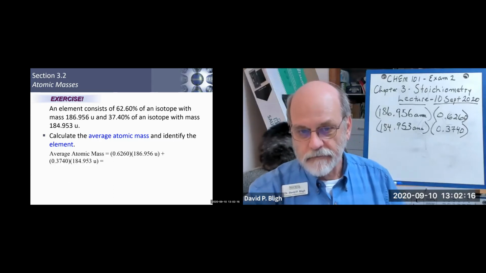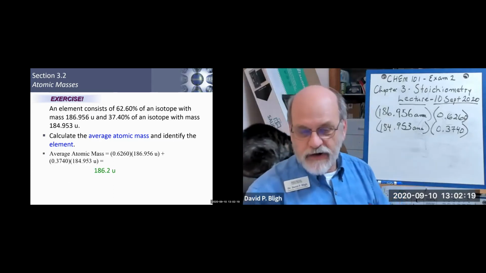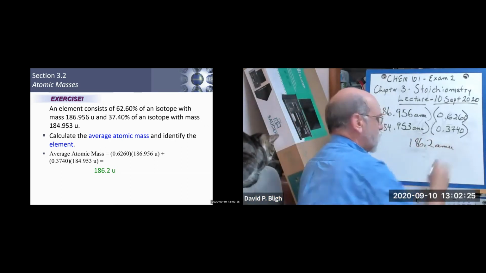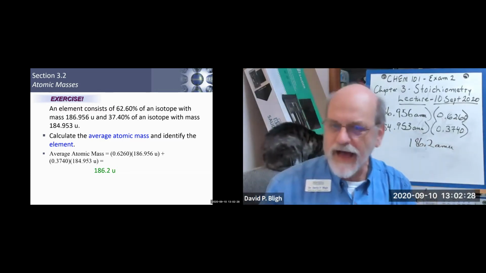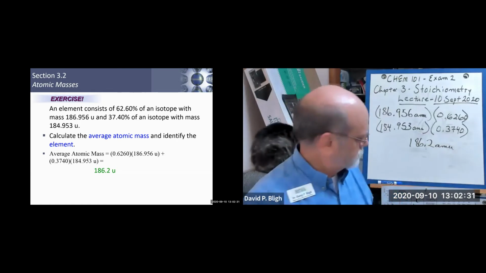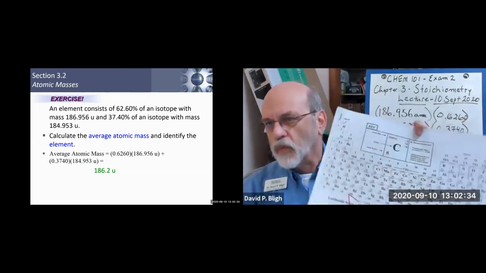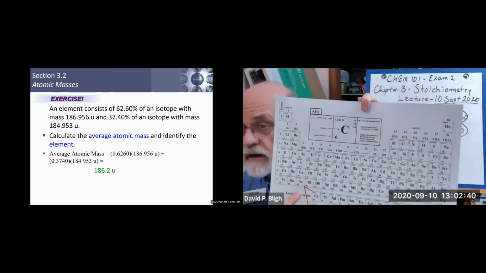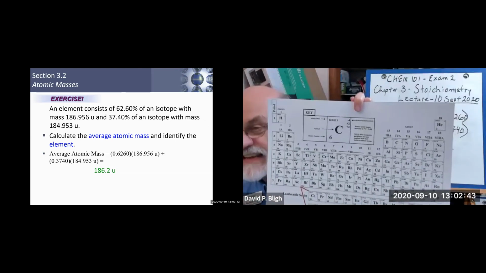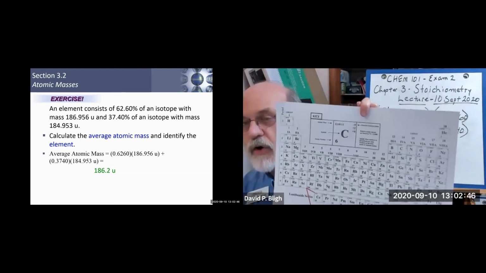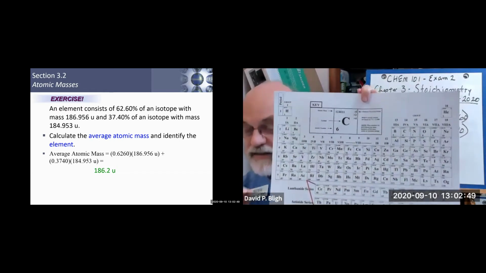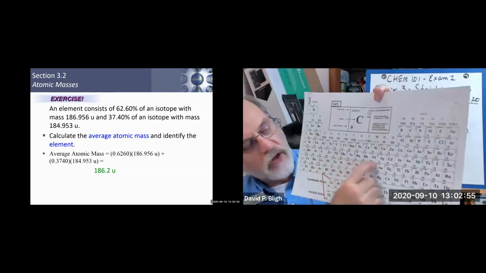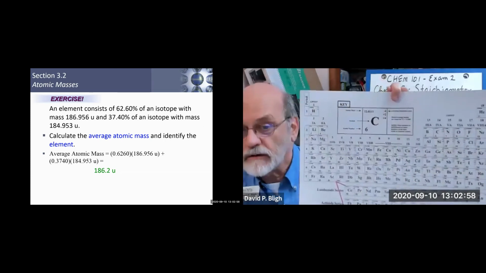So we should get 186.2, rounded off. Now, how can we use that to determine what the element is? Well, we've already shown that if you know the Z value, or the atomic number, you know how many protons there are, and that nails the element down without any ambiguity. So you can just look along here if we knew the number of protons, but we don't.